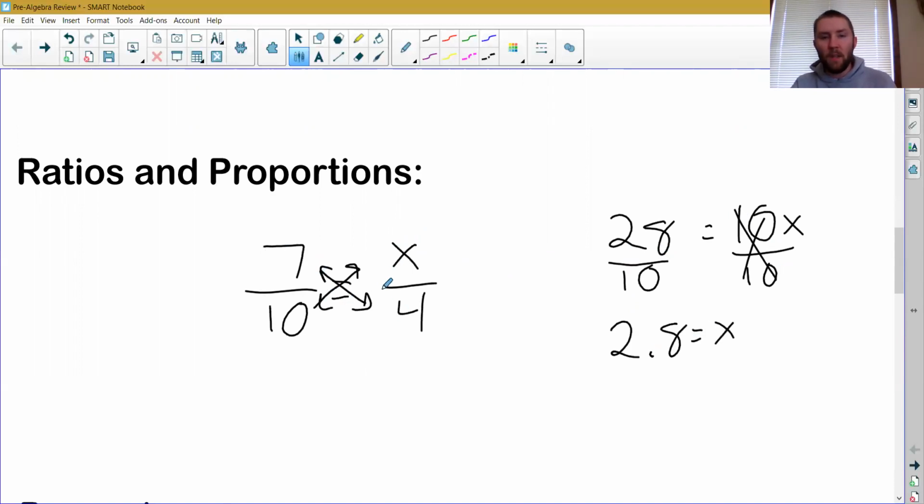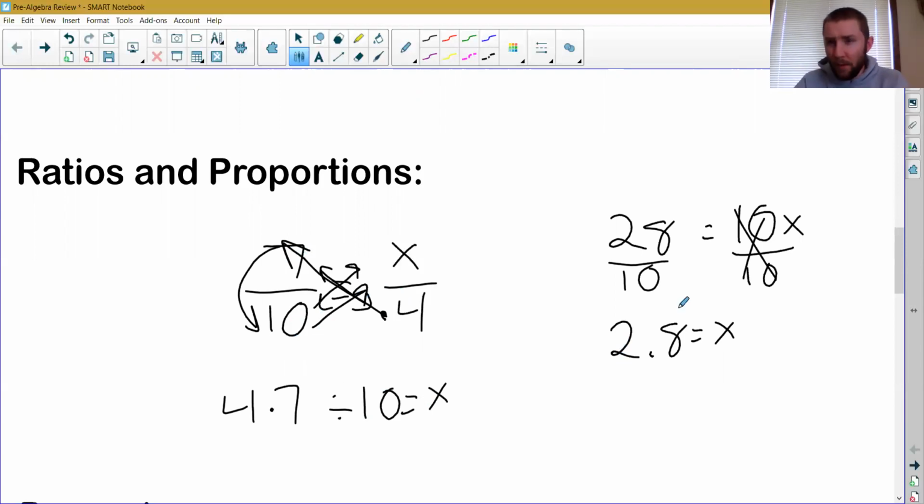Fish method just says we can start on the side with the x, start at the number, multiply up, and then divide, and that'll give you x. So 4 times 7 divided by 10 will give you x. That's the fish method. Okay? And we get 2.8. So we did some other things with ratios, reducing ratios, just like fractions and so on. But the thing I want you to focus on, and it's really important to remember as we move on to Algebra 1 and also geometry, is this idea of proportions. Okay, so solving proportions like this.